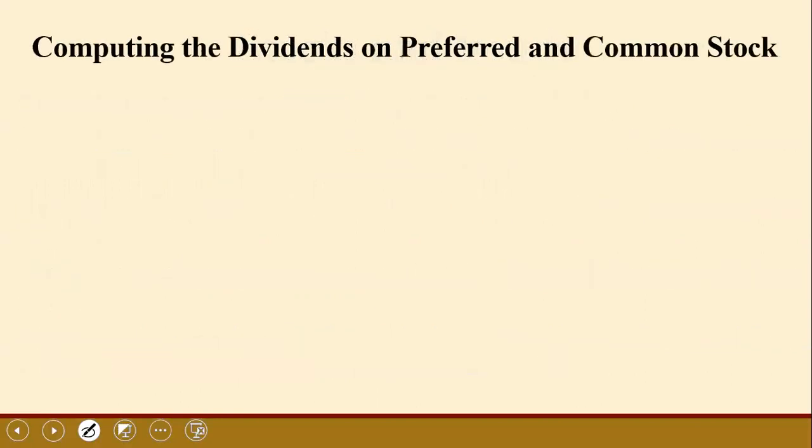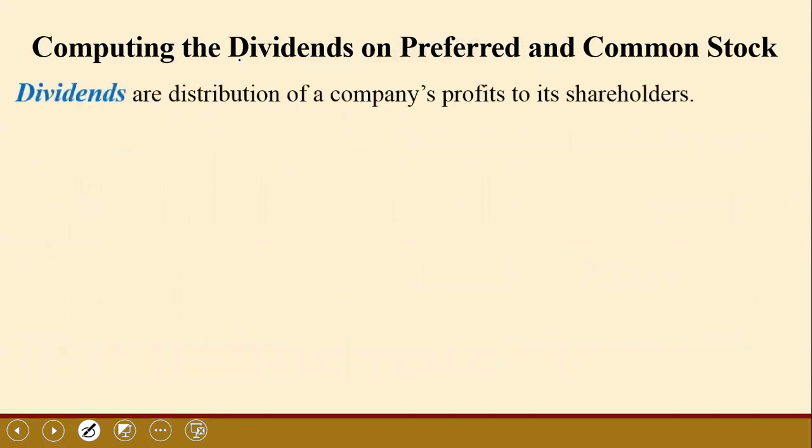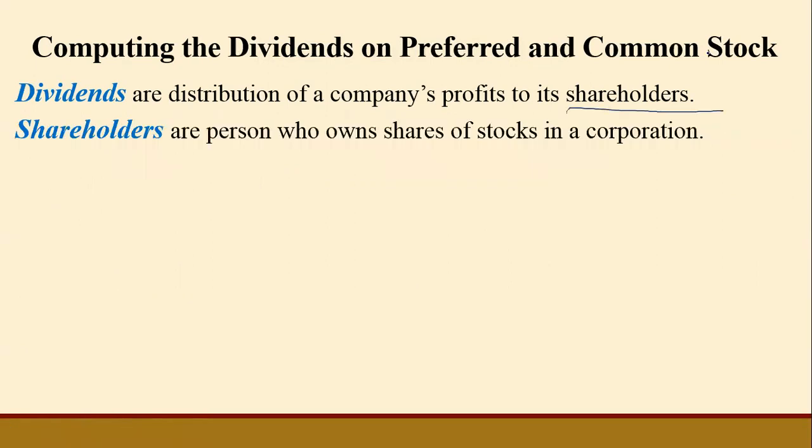So computing the dividends on preferred and common stock. So ano ba ang dividends? Dividends are the distribution of a company's profits to its shareholders. So sino naman yung mga shareholders? The shareholders are persons who own shares of stocks in a corporation. So kung meron kang shares of stocks sa isang corporation, you are a shareholder, at may marireceive kang dividends.